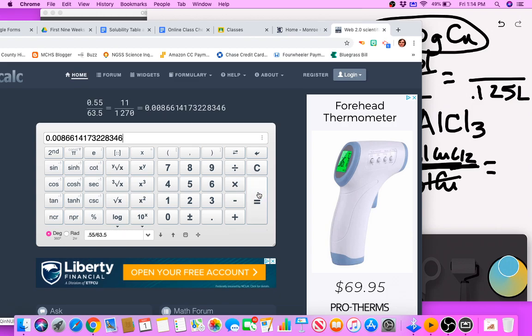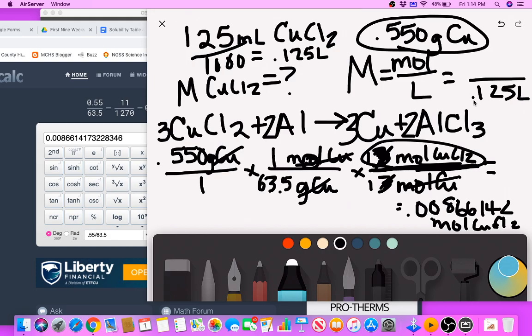And that gives us 0.008660142. I'm going to write 6 or 8 numbers, because that 7 makes that last one a 2. Again, this is moles of copper 2 chloride, CuCl2. That's my unit now. That is what I needed right here: I needed moles of copper 2 chloride. Well, now I have it.